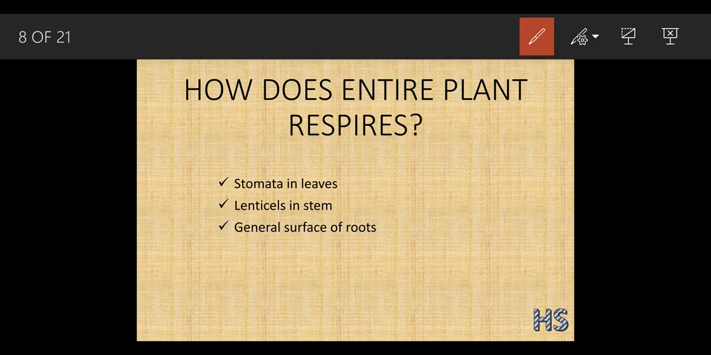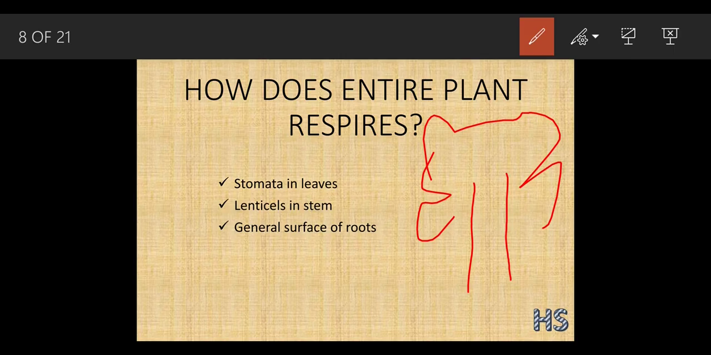So this is the way the entire plant respires. They will respire through stomata, which is present in the leaves. I know this is not the leaves. This is the stem, and these are the roots. So these are the three different parts of the plants.